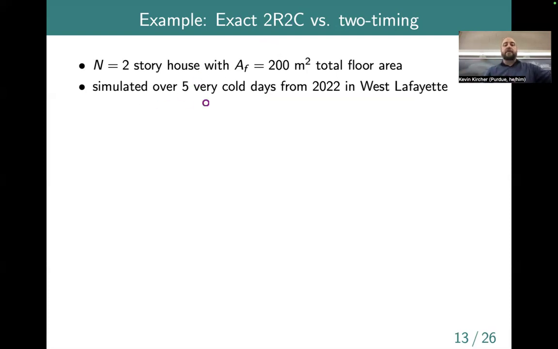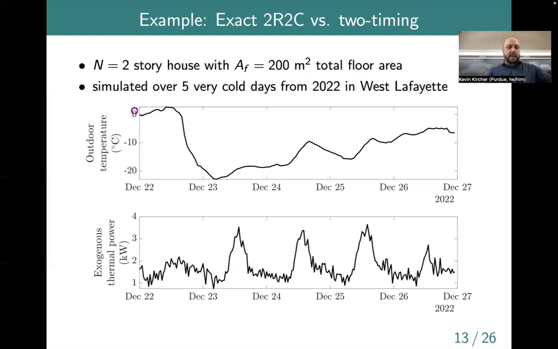We're simulating over 5 very cold days from a cold snap that we had a couple of years ago here. This is the outdoor temperature in Celsius. You can see it's around freezing on the first day, a little warmer in the afternoon. Then just before Christmas, this cold snap happened over the holidays. The temperature dropped a lot to about -22°C, which is around -5, -10 Fahrenheit. So very cold.